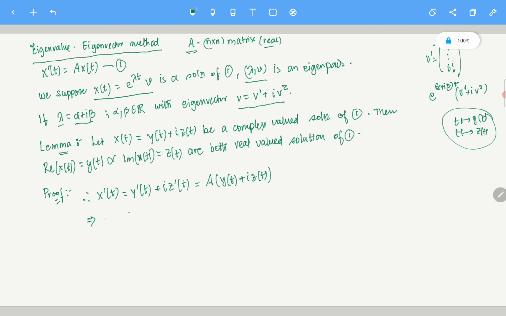Since A is real, if you equate the real and the imaginary parts, what will that give you? It will give you y prime of t equals A y of t. I hope this is fine. A is real, yes, and z prime of t equals A z of t. This is equating the real and imaginary parts. I am not writing all that, I think you can understand that.